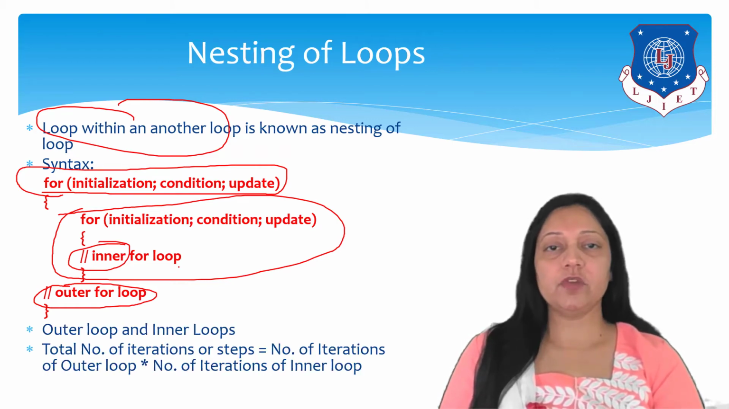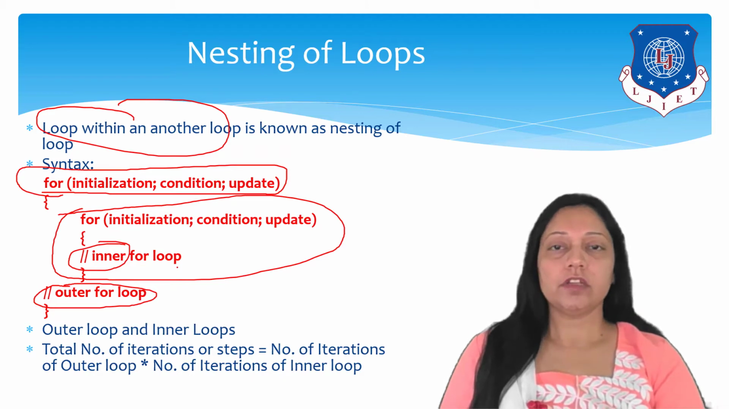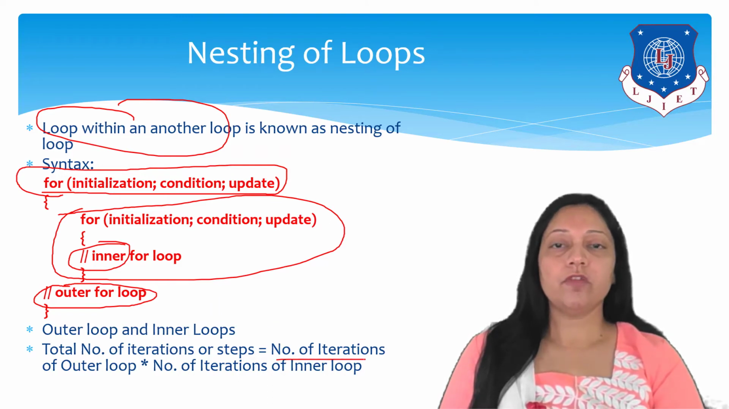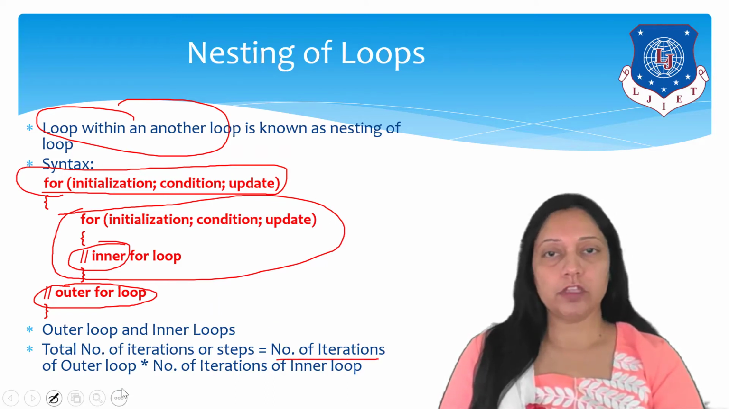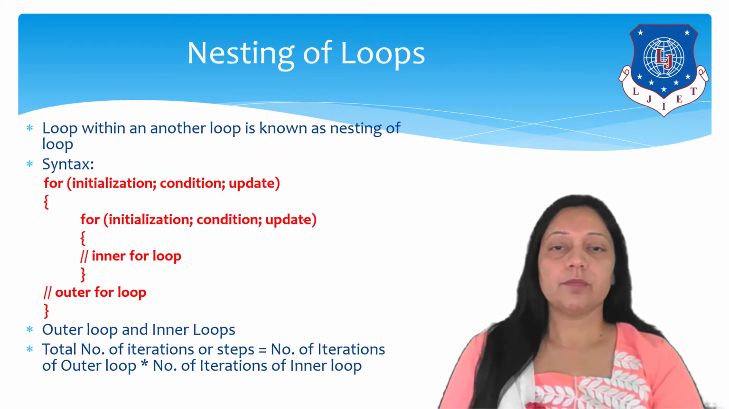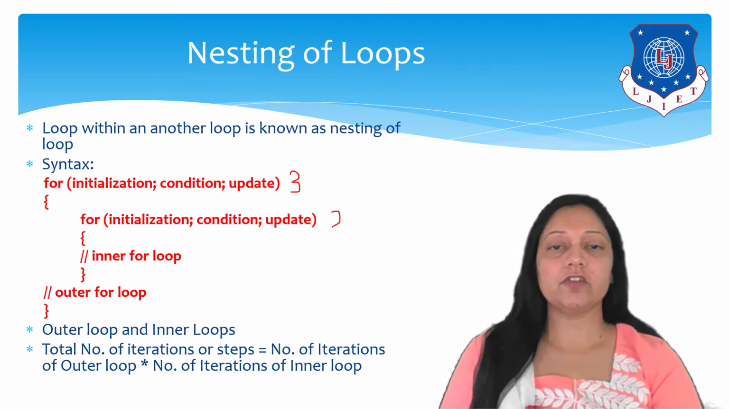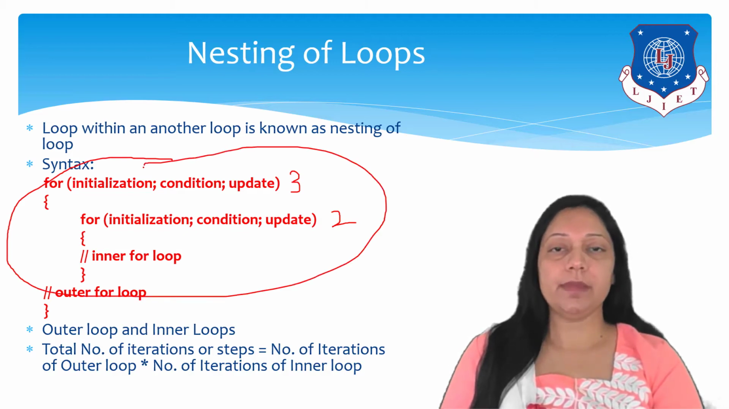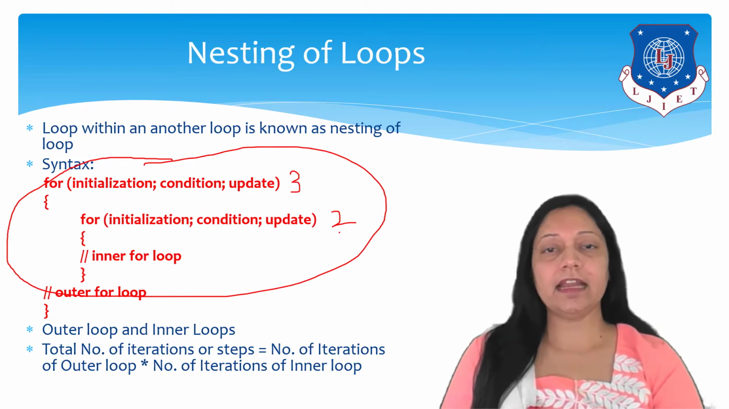Whenever we are using loops, the total number of iterations or steps that would be carried out is equal to the number of iterations of the outer loop multiplied by the number of iterations of the inner loop. Suppose the outer loop is executed 3 times and the inner loop is executed 2 times. Then the complete nesting of loops will be executed 3 into 2, that is 6 times, and you will get the output.